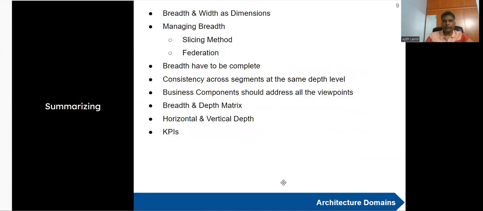So to summarize, we looked at breadth and depth as dimensions of the enterprise architecture. We looked at how to manage the breadth, whether by slicing method or federation. Breadth has to be complete is a key aspect. Consistency across segments at the same depth level, and business components addressing all the viewpoints, are other key guidelines. We looked at the breadth and depth matrix, which is the primary deliverable of this layer. And then we looked at horizontal and vertical traceability and the KPIs.